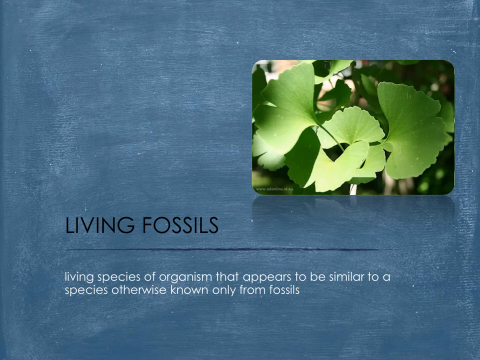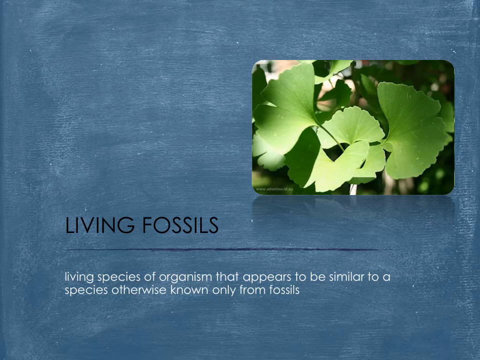But to think of evolution and natural selection only acting directionally in this way, we run into a bit of a conundrum. So how do we explain the presence of living fossils? Well, these are species of organisms that appear to be similar to a species otherwise known only from fossils. And there are plenty of examples.